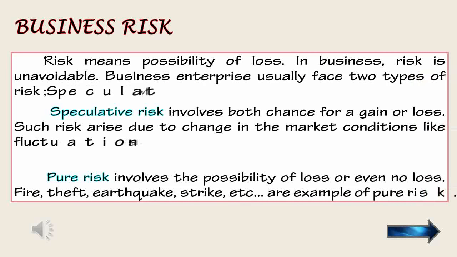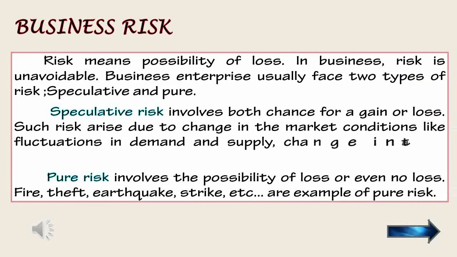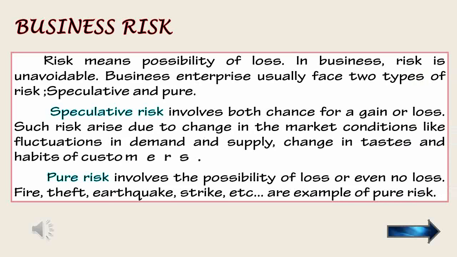Businesses usually face two types of risk: speculative and pure. Speculative risk involves both a chance for gain and a chance of loss. Such risk arises due to changes in market conditions like fluctuations in demand and supply, and changes in tastes and habits of customers. Pure risk involves the possibility of loss or no loss. Fire, theft, earthquake, strike, etc. are examples of pure risk.